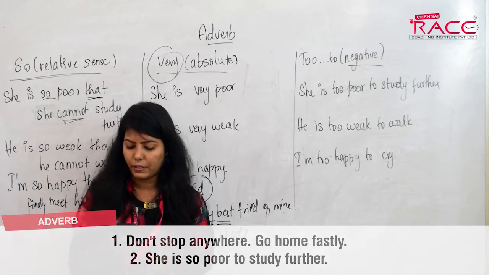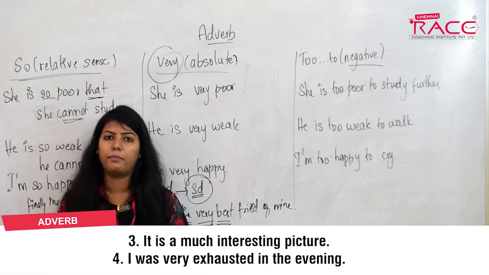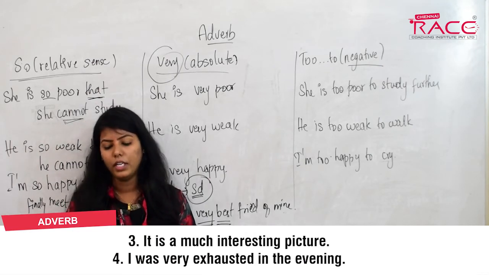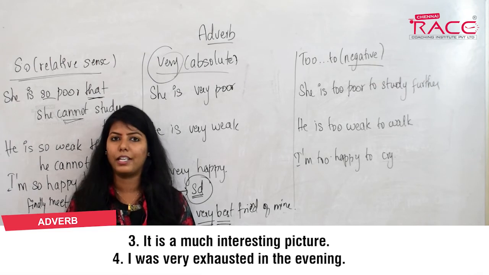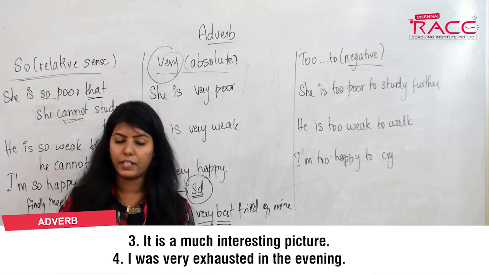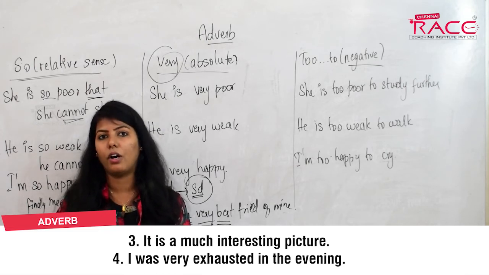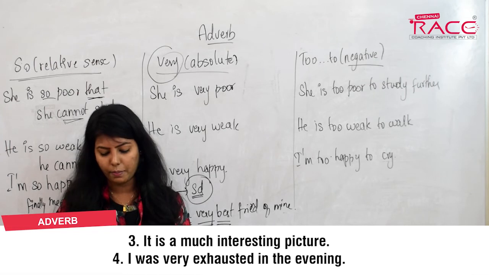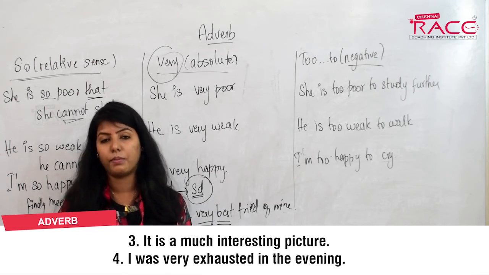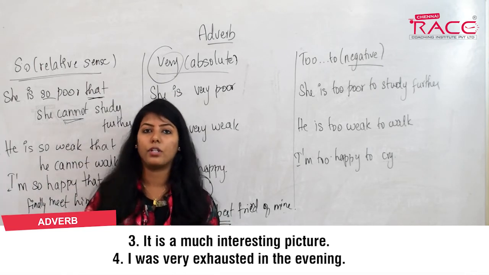Okay, next one: "It is a much interesting picture." We don't use "much" with the -ing form. "Very" is used with the -ing form, not "much". So this must be replaced by "It is a very interesting picture." "Very interesting" is the most appropriate one here.